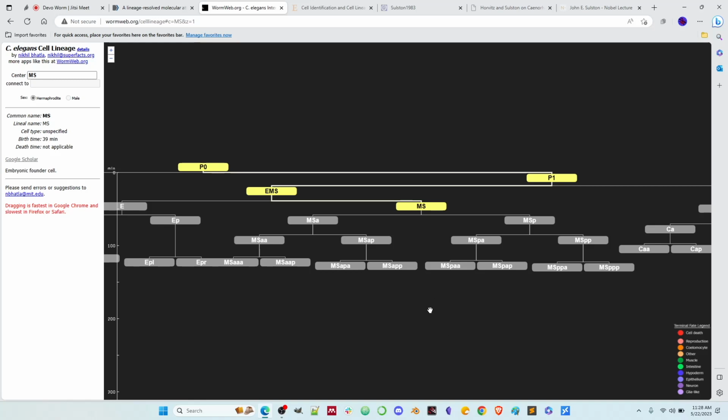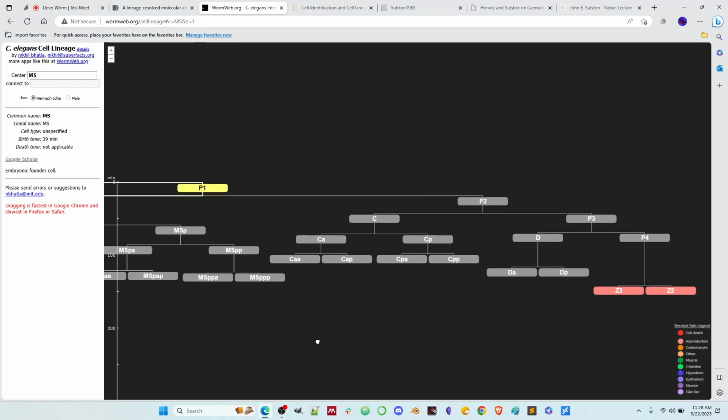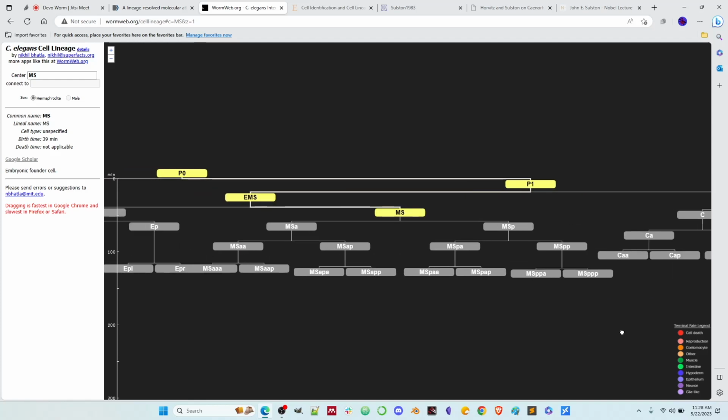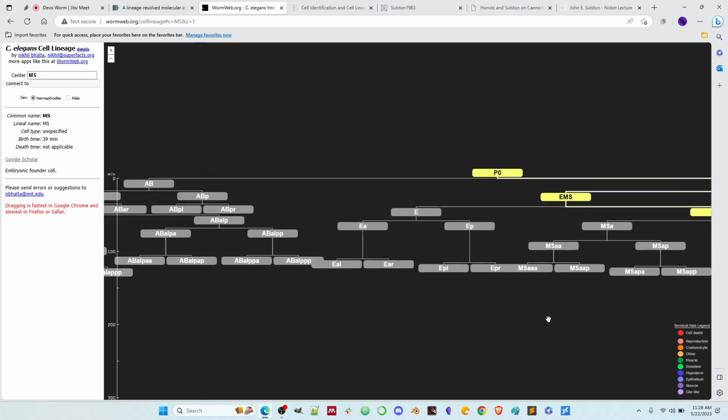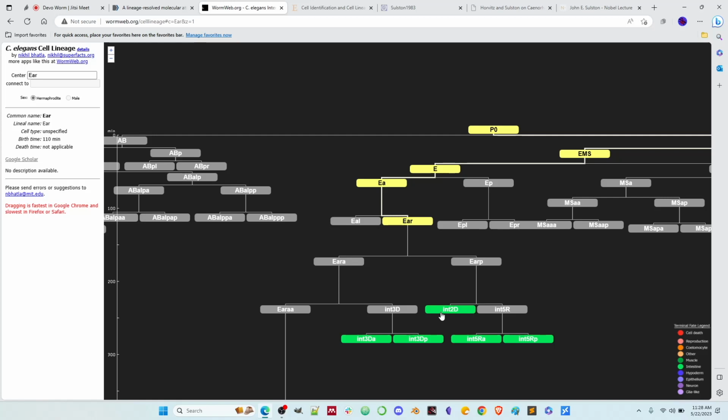And for MS, for C, and for D, which derive from P1 ultimately, they have the same nomenclature situation as AB. So you have AL, which is from E. You have an anterior and leftward division, and then an anterior and rightward division. So that's how that works. And it's the same nomenclature as AB. And eventually, these cells will also lead down to differentiated cells.